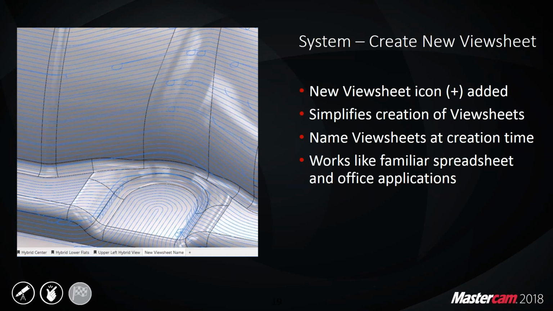So they are on by default when you install 2018. You can turn them on or off on the View tab. But when you create a new one now, it pops right into creating a name for that particular view sheet. And it works more like how tabs work in Excel, where the old interface was not as user-friendly as it is now to create, name, and save them.